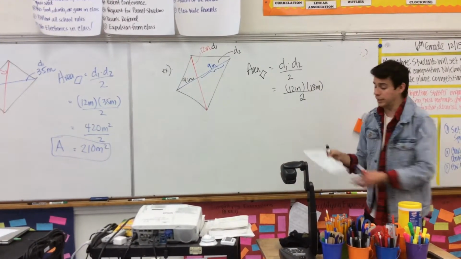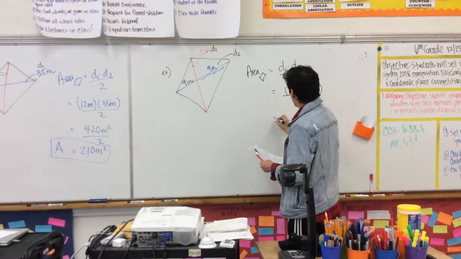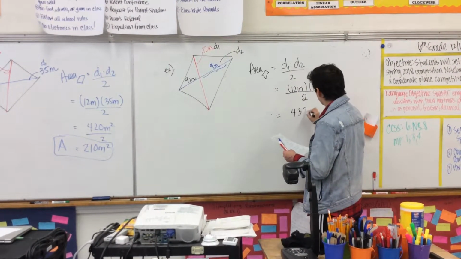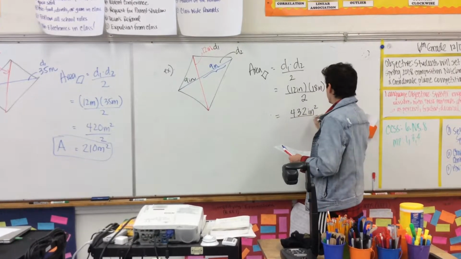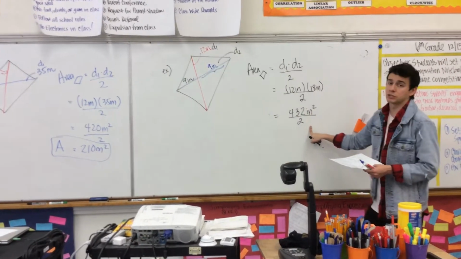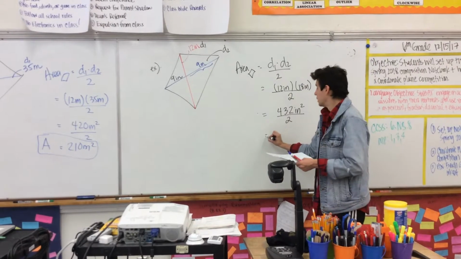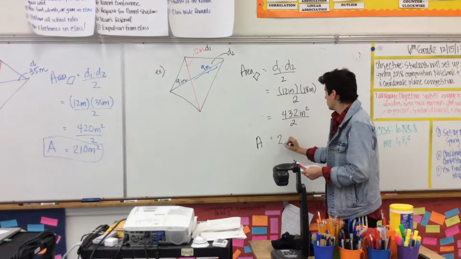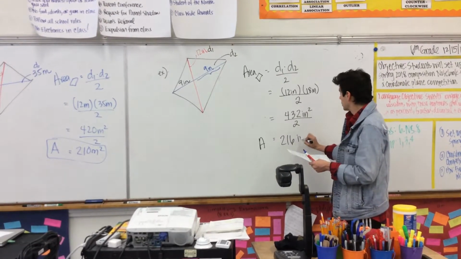I used the calculator, so I'm going to go over it fast. I got 12 times 18, I got 432 inches squared. And then this is what happened last year in the 6th graders. They would always forget to divide by 2. Divide by 2, so your final answer is area equals 216 inches squared.